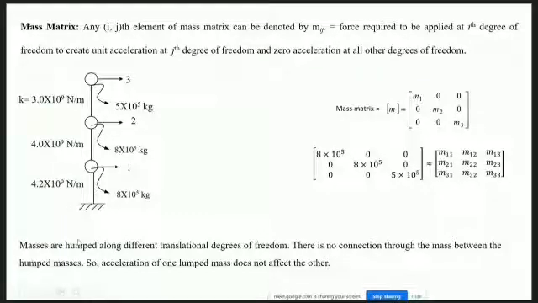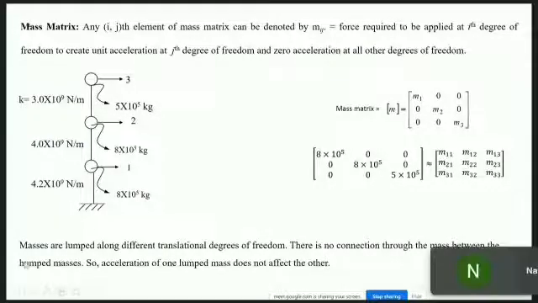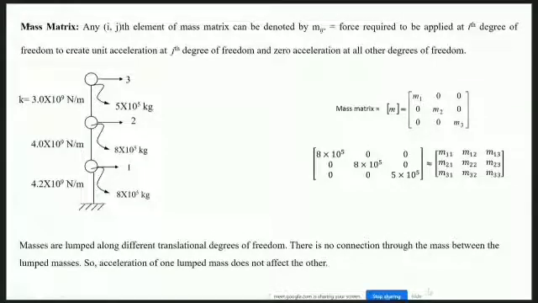So it was made lumped. These masses are lumped along different translational degrees of freedom, and there is no connection through mass between the lumped masses, so acceleration of one lumped mass doesn't affect the other. That means there is no coupling.